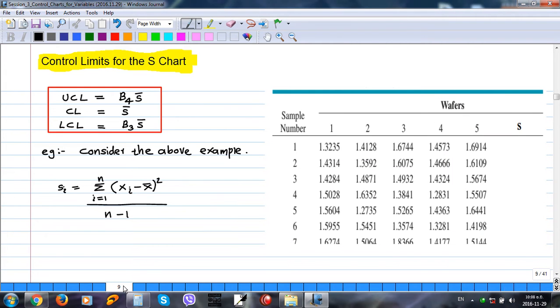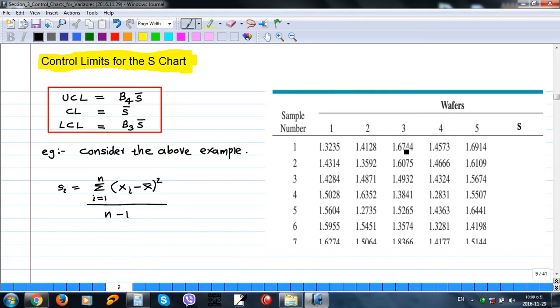Then there is another type of chart we call the S chart. These are the control limits. Upper control limit equals B4 S bar, center line equals S bar, and lower control limit equals B3 S bar. These B3 and B4 you can find from the table again. Consider the above example and find the control limits for this one.